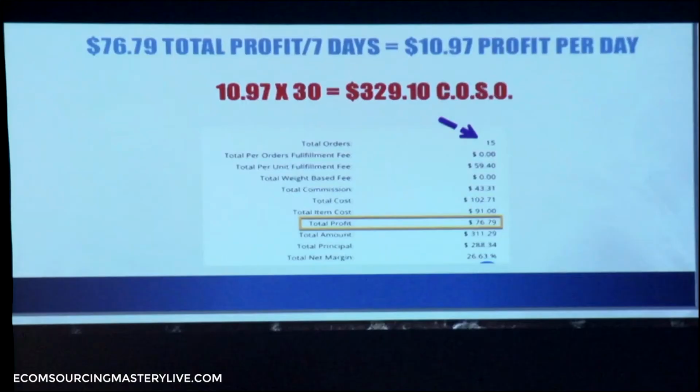So in this case, here's a product that makes us $10.97 per day times 30 days. If I run out of stock for 30 days on this product, I lose $329 of profit. What if I have 20 of those products? It's a lot of money. If I have 30 of those products, it's a lot of money. Can you see, again, why this is important, guys? Does this make sense? This isn't complicated.